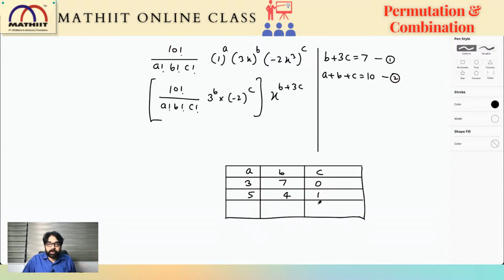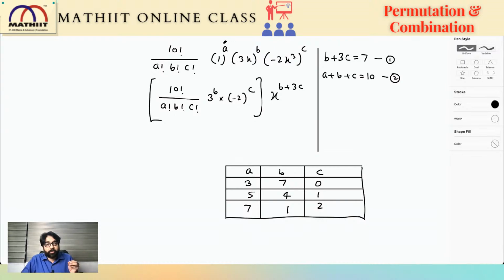Now C value 2. With C equal to 2, B value will become 1. And with B 1, C 2, the A value will be 7. Yes or no? Now the next, C equal to 3, is not possible. If I put C equal to 3, the B value will become negative, which is not possible because A, B, C are objects. The number of objects cannot be negative.